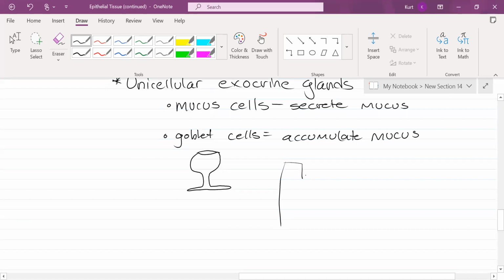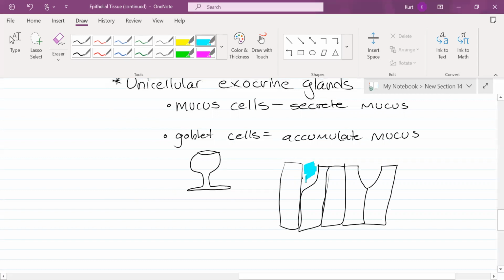So here's a simple columnar epithelium. This region here, and this region here could be mucus cells, or they could be goblet cells. And you have a lot of these in your mucous membranes, your reproductive system, male and female, your respiratory tract, again, where there's also mucus. Mucus is mainly just meant for lubrication and for catching germs and bacteria and other stuff.